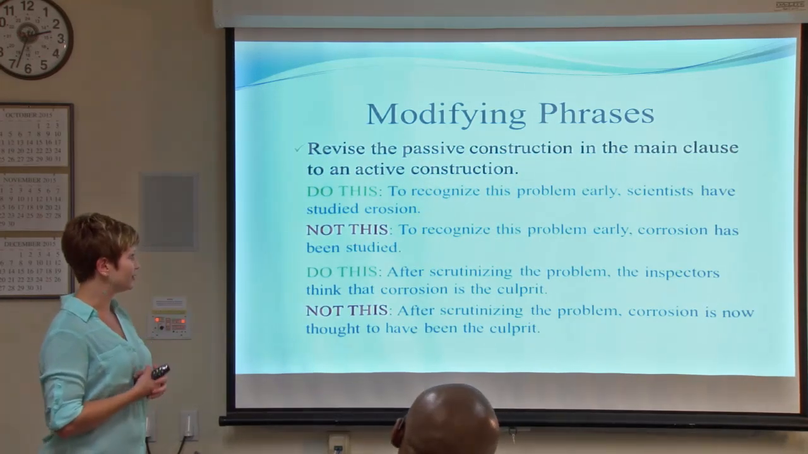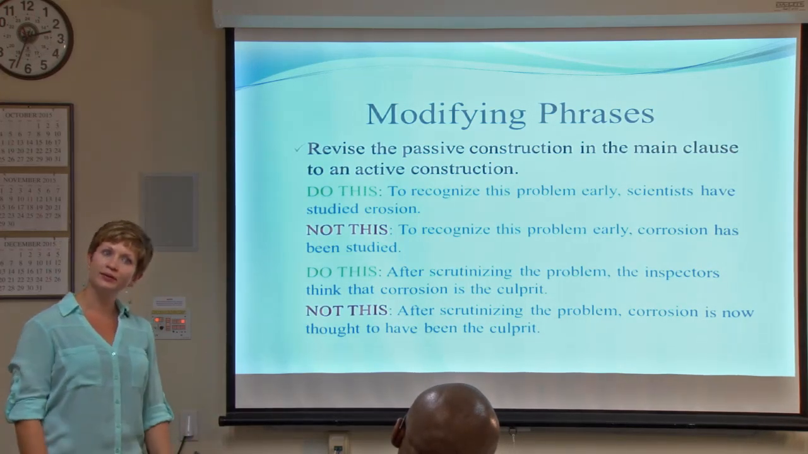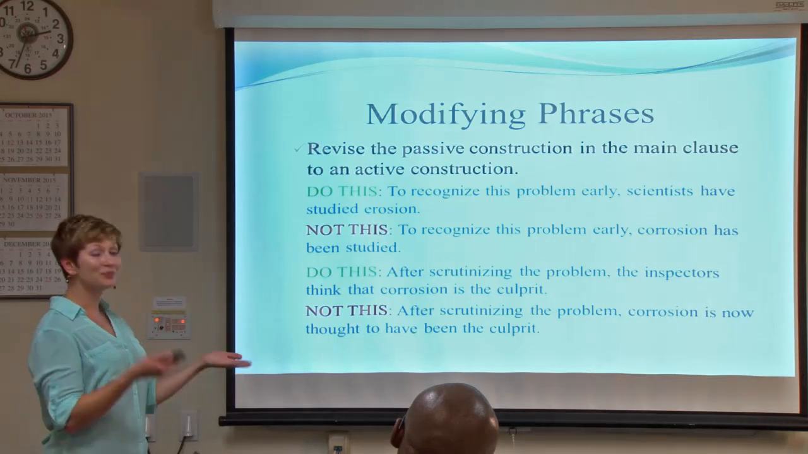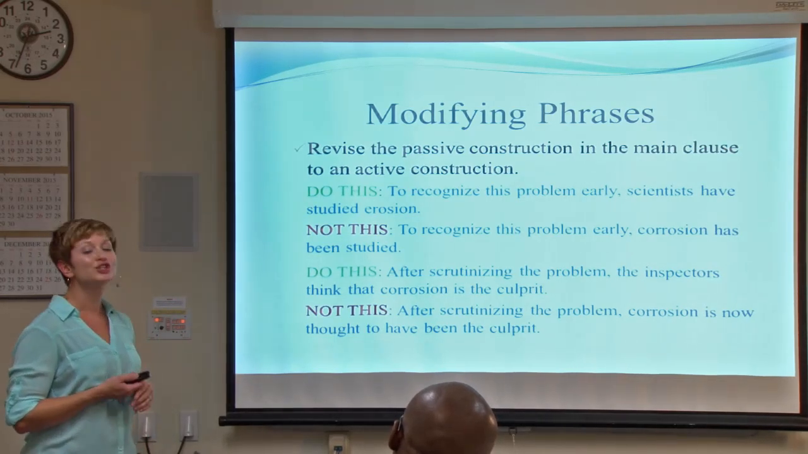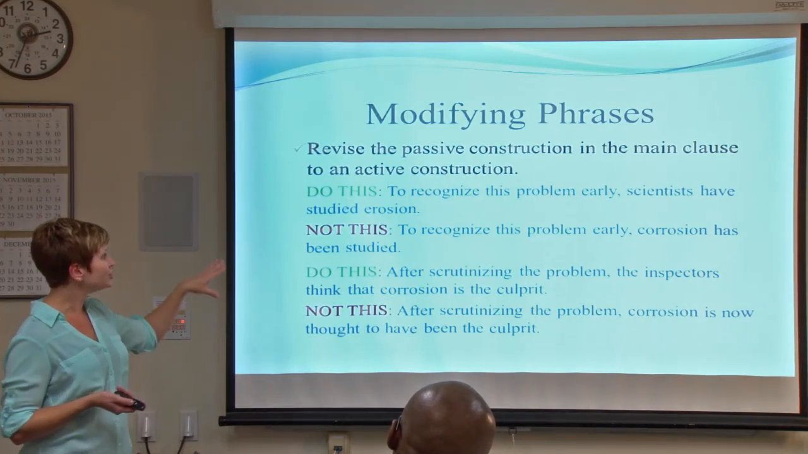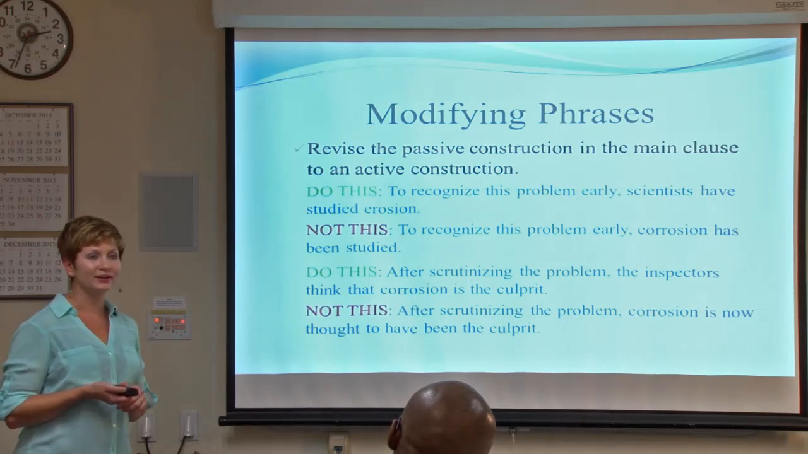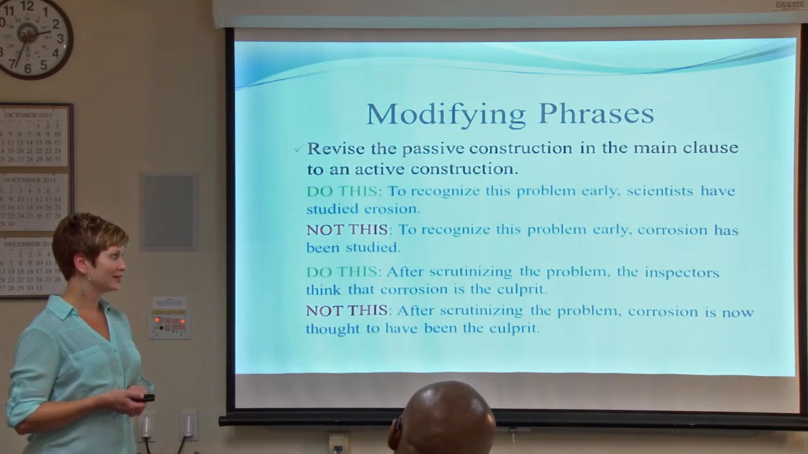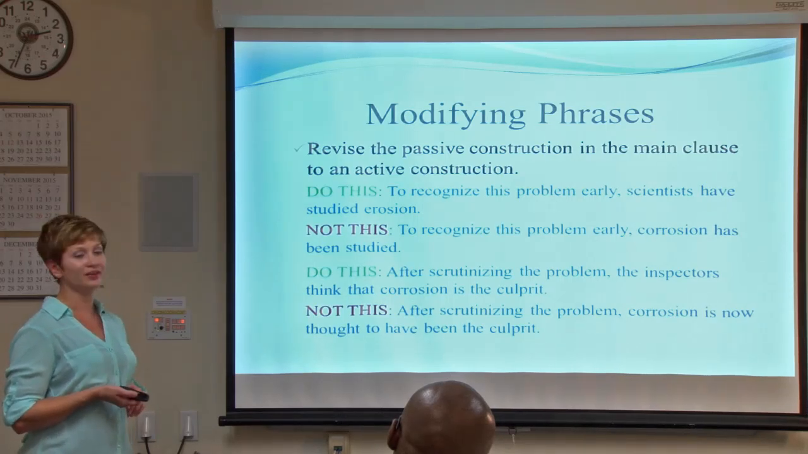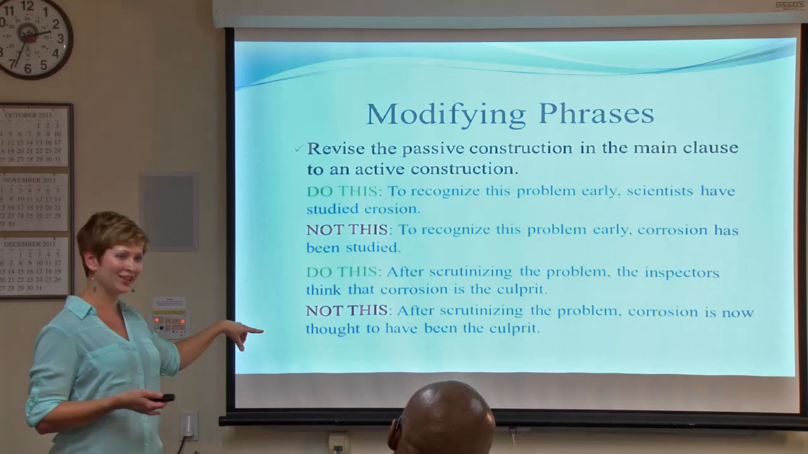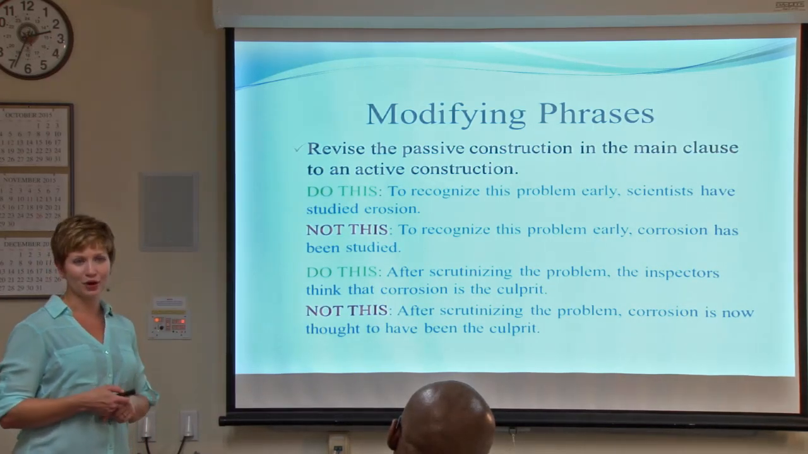Here's another example of a difficult one. To recognize this problem early, corrosion has been studied. Whoa, there's something missing here. So for that, revise the passive construction in the main clause to an active construction. So this would look like, to recognize this problem early, scientists have studied corrosion. Here's one more. After scrutinizing the problem, corrosion is now thought to have been the culprit. Can you hear that passive phrasing in there? After scrutinizing the problem, the inspectors think that corrosion is the culprit.